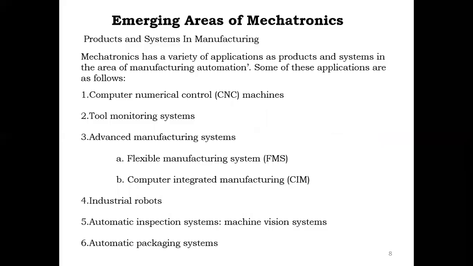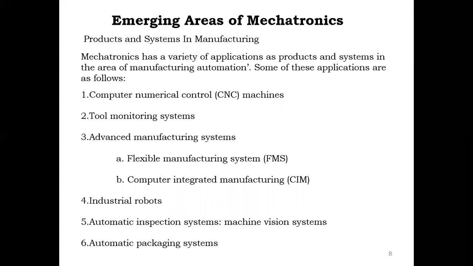Next, emerging areas of mechatronics. Nowadays, what are the areas available in mechatronic systems? We already discussed design and manufacturing. Now we are going to see products and systems in manufacturing. Mechatronics is mainly used in products and systems in manufacturing, that is, we are going to manufacture some products as well as create some mechatronic systems.